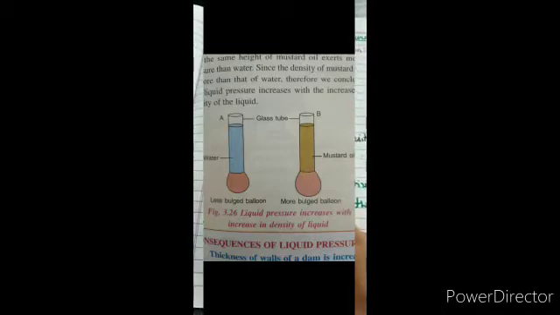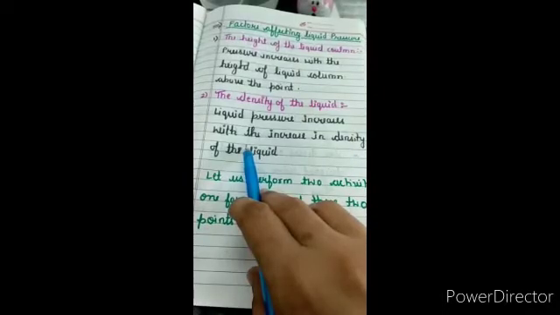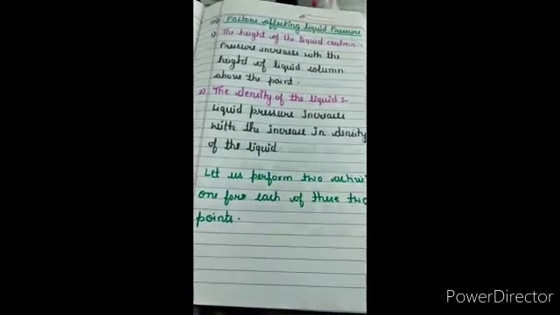The balloon bulges out. That activity you need to repeat with two different liquids, one with water, another with mustard oil. As the density of mustard oil is more than that of water, the balloon fixed with the mustard oil bottle bulges out more as compared to the balloon fixed with the water bottle. From that activity, we come to know that the greater the density, the greater will be the liquid pressure.